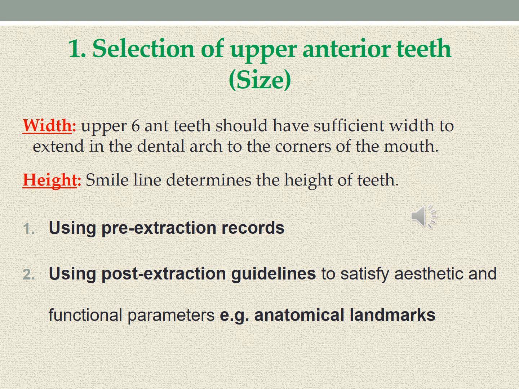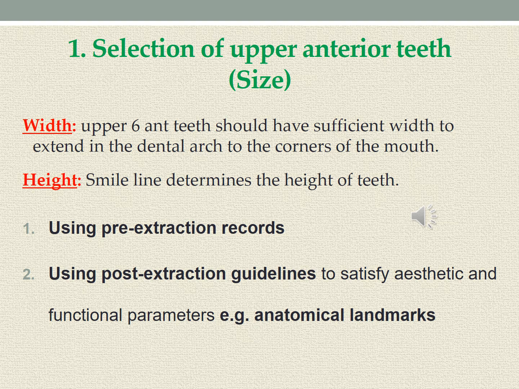Now, in order to select the upper anterior teeth, first we will talk about the size, and when we talk about size, we're talking about the width and the height. For the width, we measure the width of the upper 6 anterior teeth, not for a single tooth. So the width of the upper 6 anterior teeth should have sufficient width to extend in the dental arch to the corners of the mouth. They should fill the space between the corners of the mouth. Regarding the height, the smile line will determine the height of the teeth.